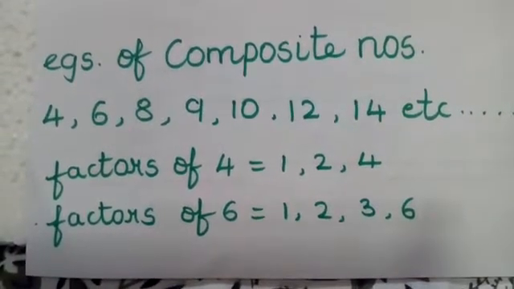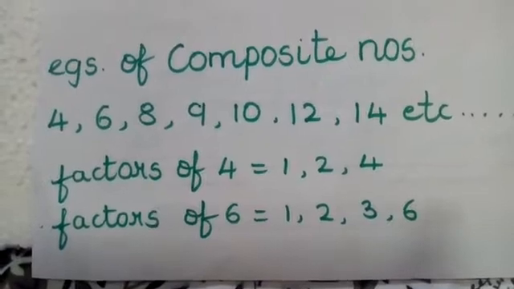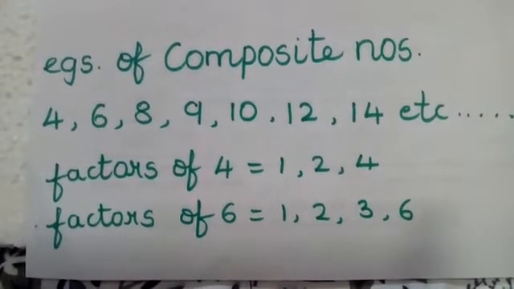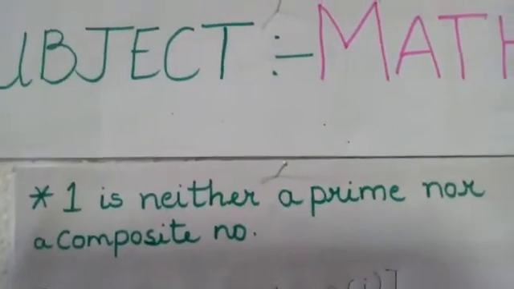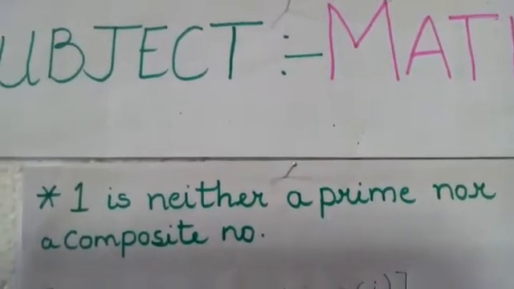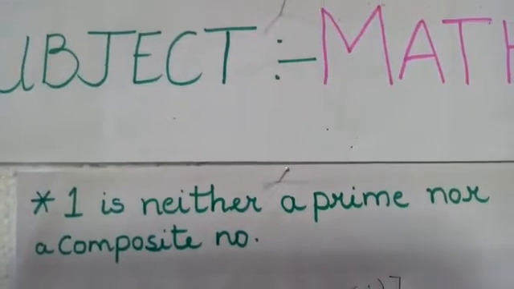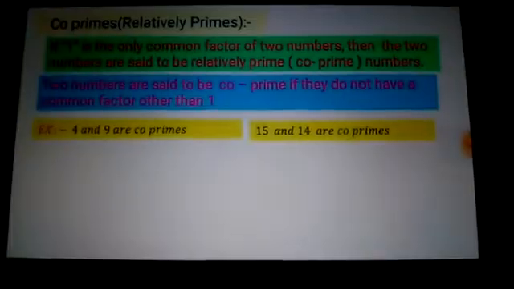The next example is 6. Factors of 6 are 1, 2, 3 and 6. 1 is neither a prime nor a composite number. This is a very important thing to remember.